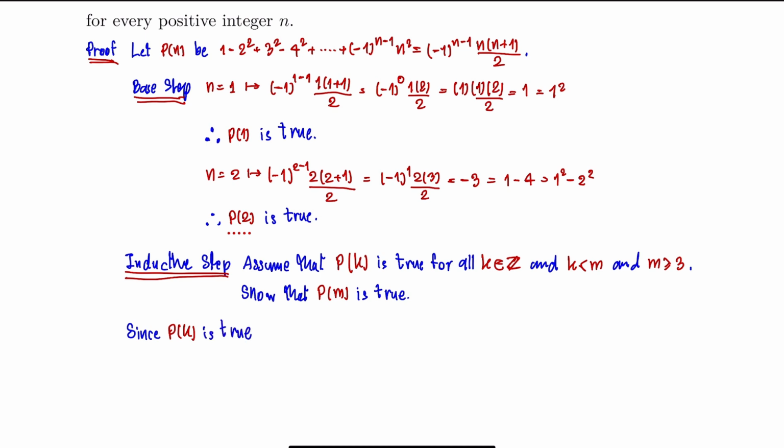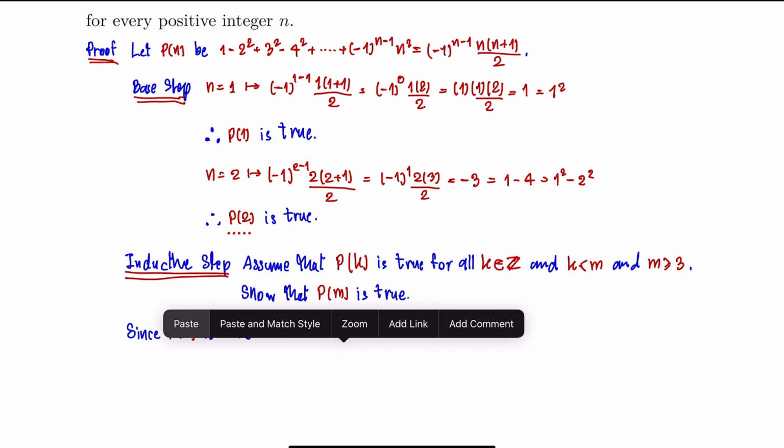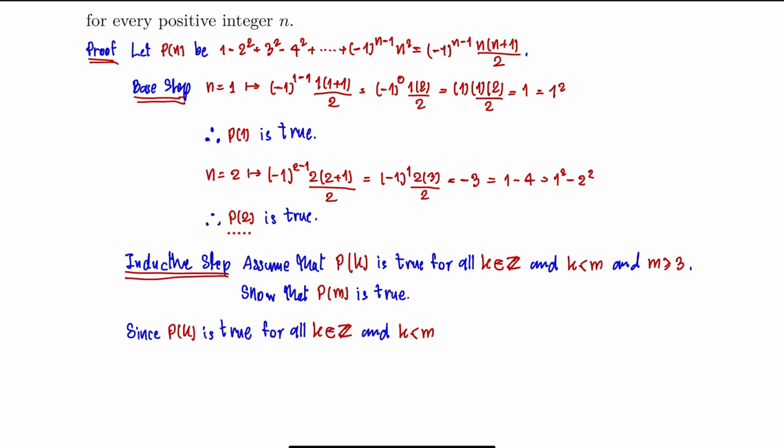P of K is true under this condition, for all K where K is less than M. So we can say that P of M minus 1 is true, and we try to show that P of M is true. So now, what happened to P of M?